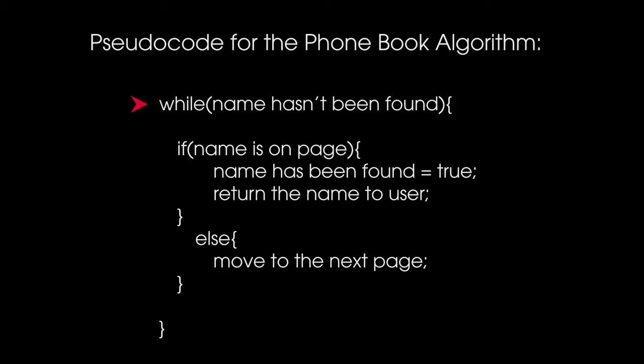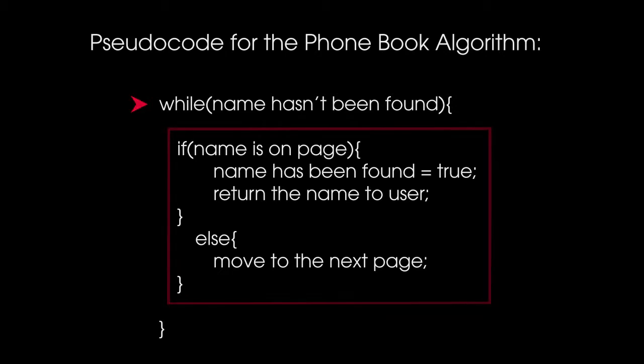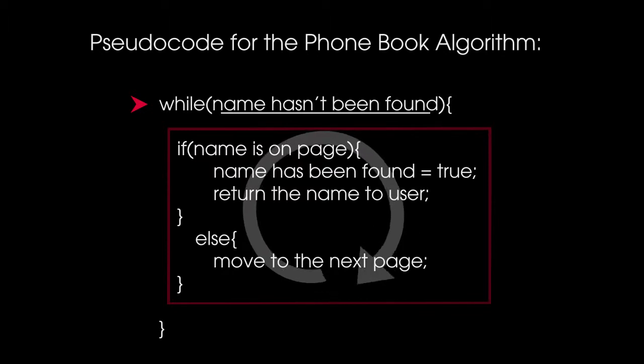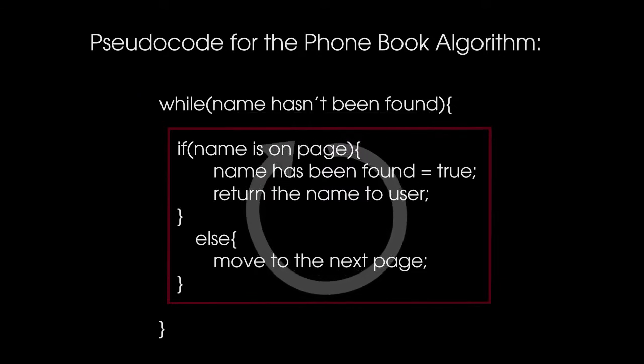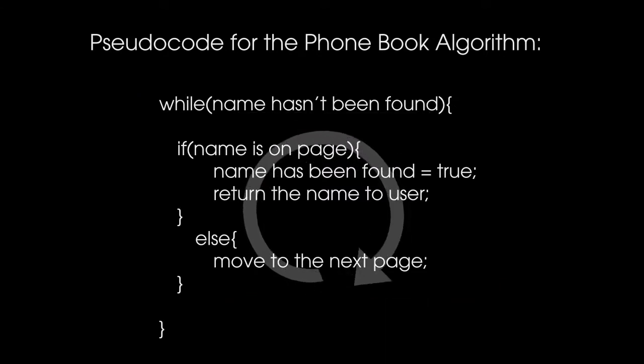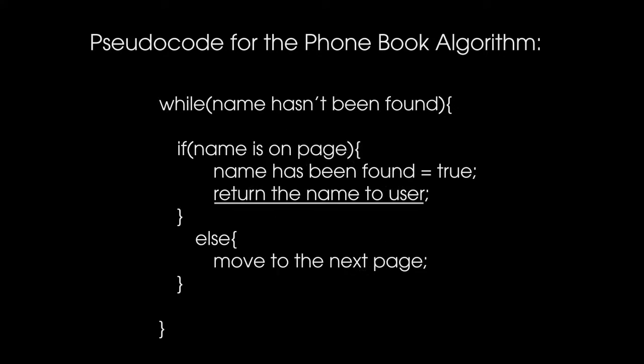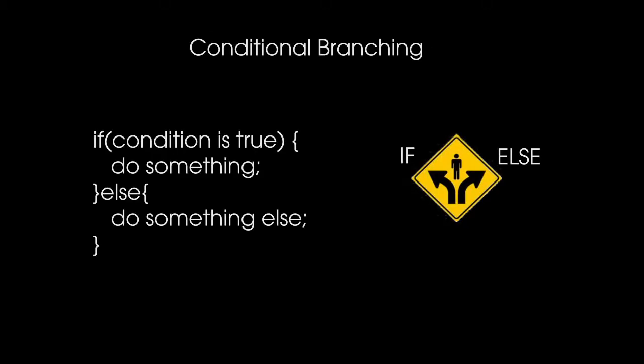This while statement is telling the code block inside of it to keep running while the name hasn't been found. The code inside of it says if the name is on the page, the name has been found is now true because the name has been found, so it will tell the while loop to stop executing, and it will also return the name to the user, or else it'll move on to the next page. This is an example of conditional branching where programs can handle multiple situations.